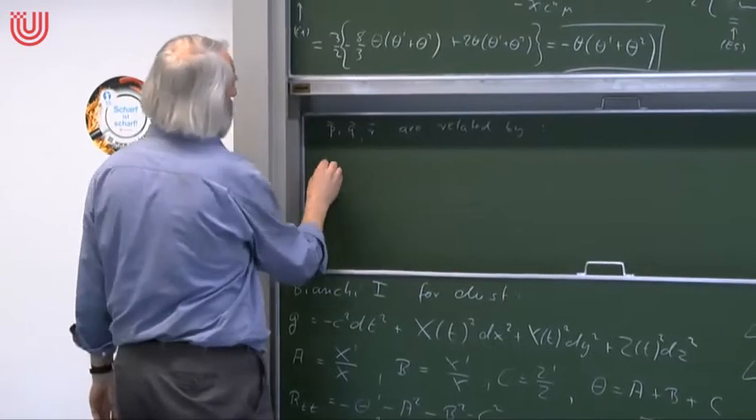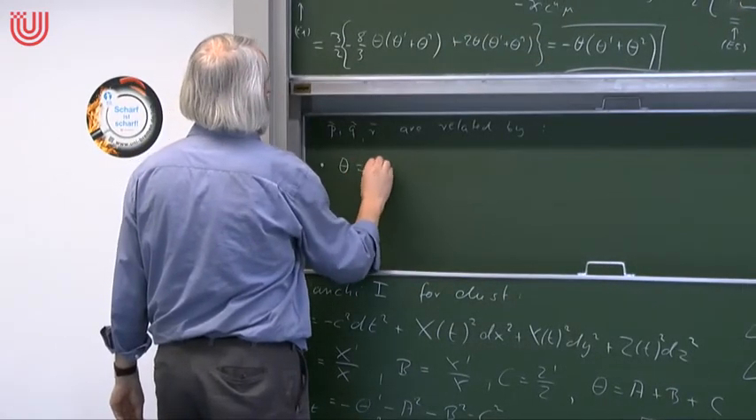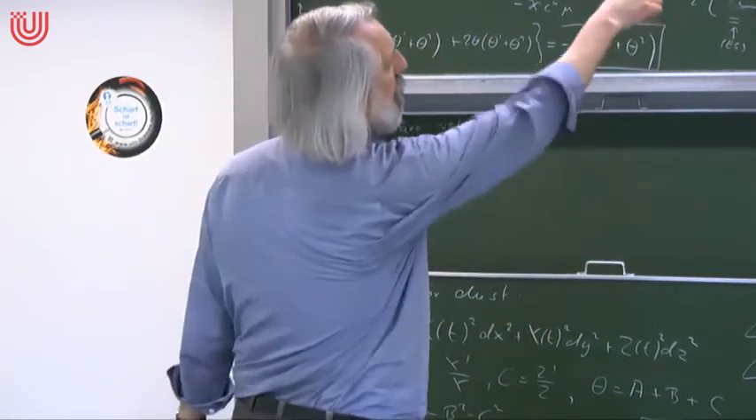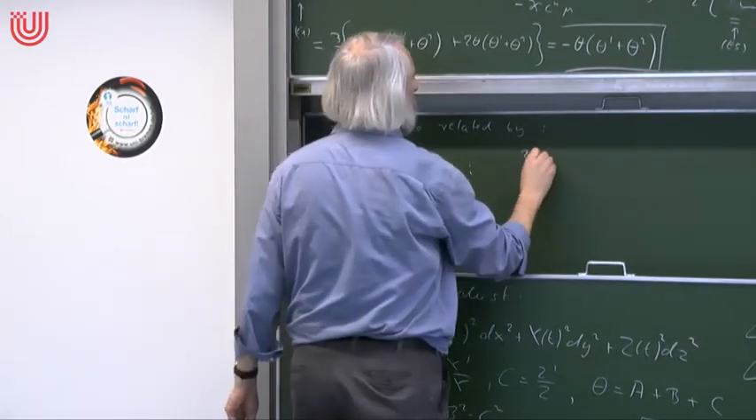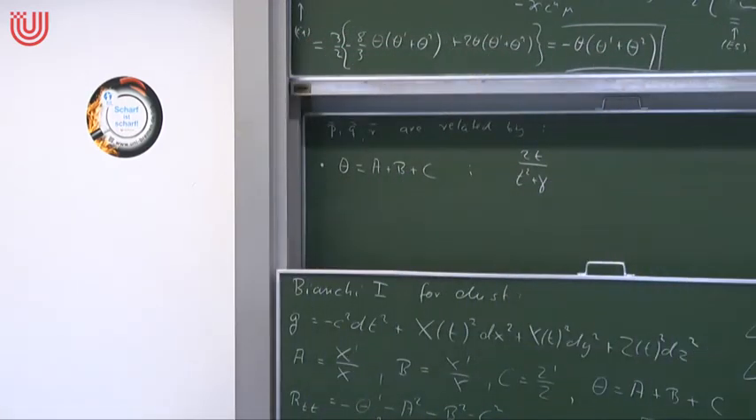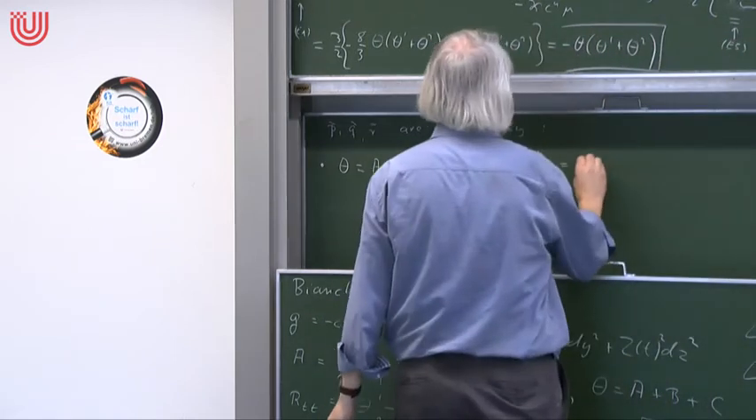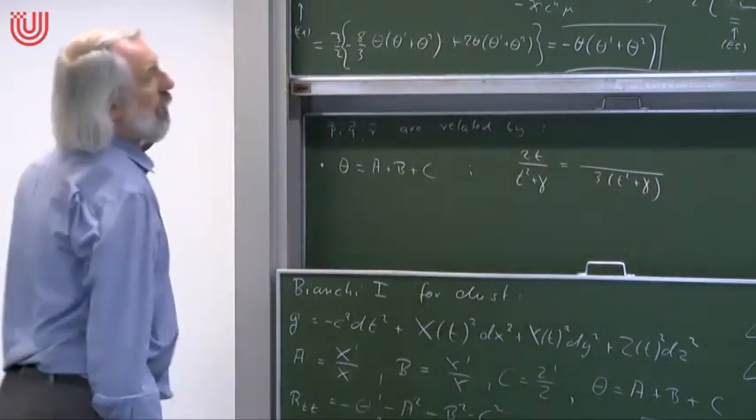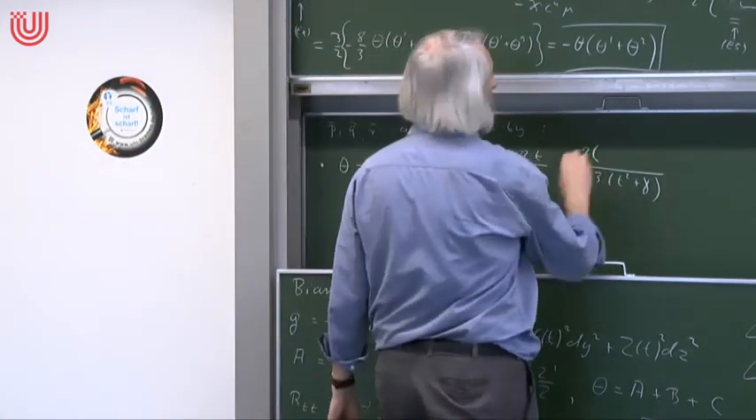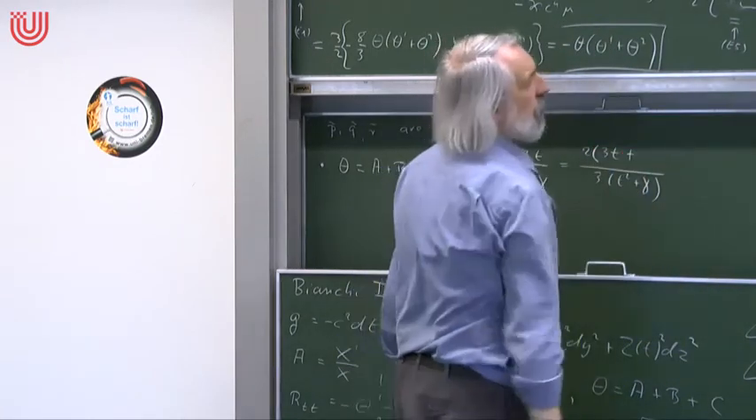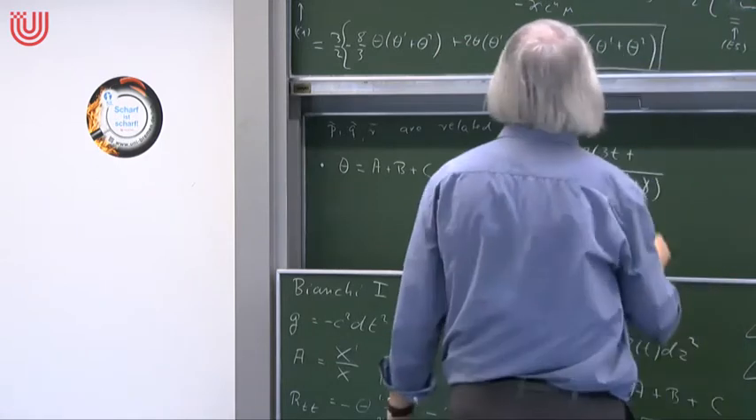The first relation is that theta is A plus B plus C. We have determined theta, it's up there: 2t over 3t squared plus gamma. And now we have calculated A, B, and C, so we can add these three things together. All of them have a 3t squared plus gamma in the denominator, and in the numerator I have a 2, and then t plus t plus t is 3t, plus P tilde, Q tilde, R tilde.